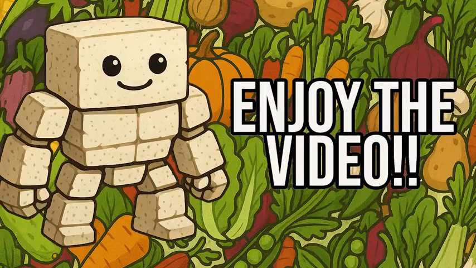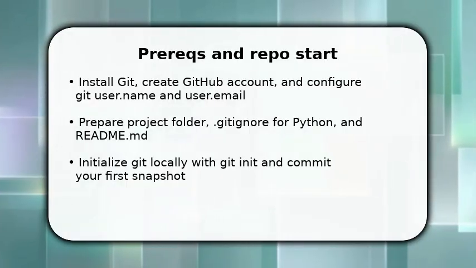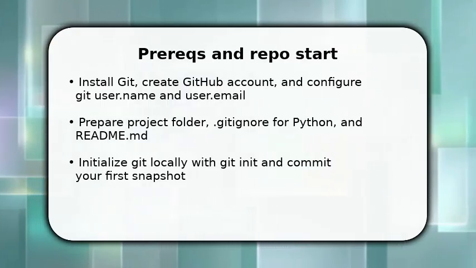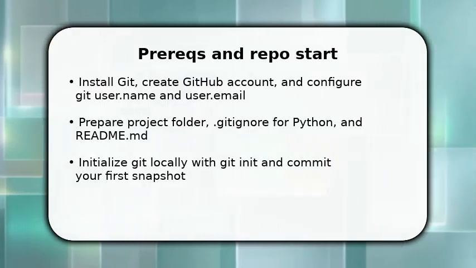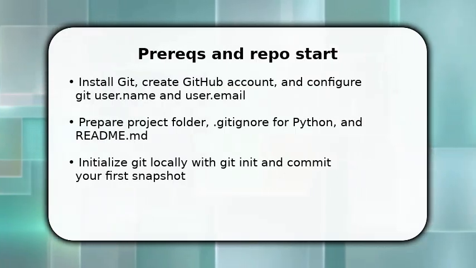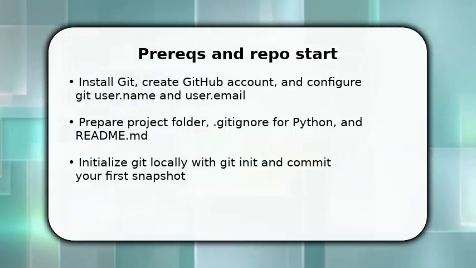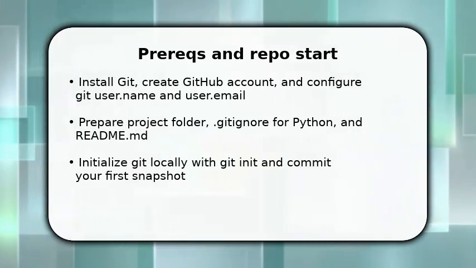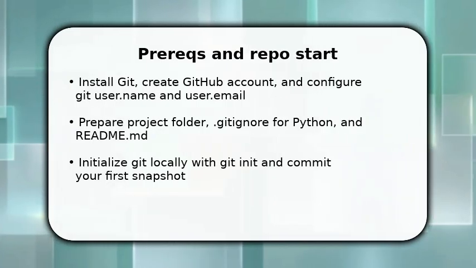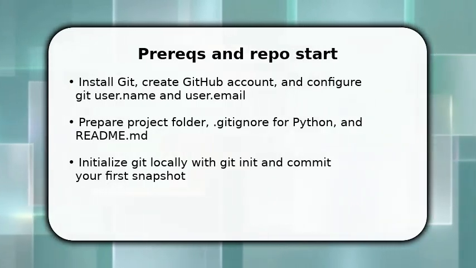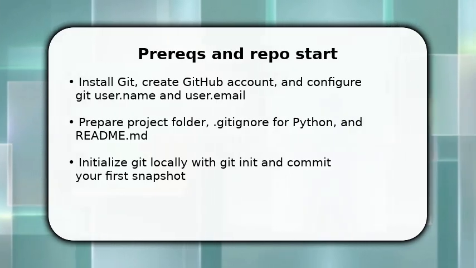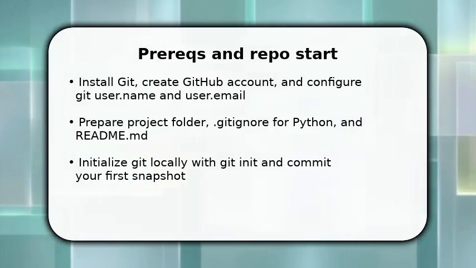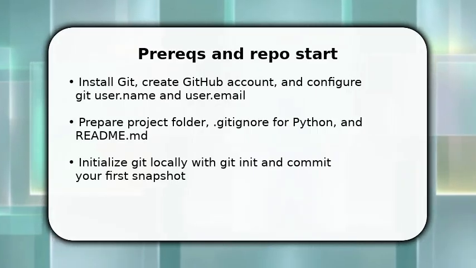Please enjoy the video. You begin by verifying prerequisites: Git installed, credentials set, and a clean project folder with a README and .gitignore. Once done, initialize the repo with git init, add files with git add, and commit with git commit -m "initial commit". Make sure to set your main branch name now if different, for example, git branch -M main. This gets you from local files to a tracked repository ready to connect to GitHub.